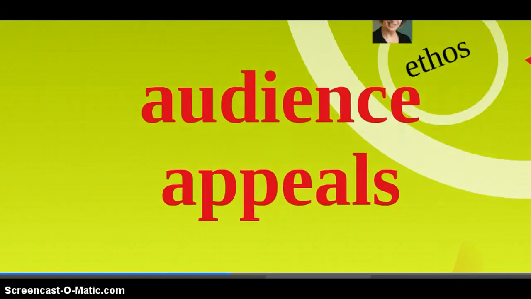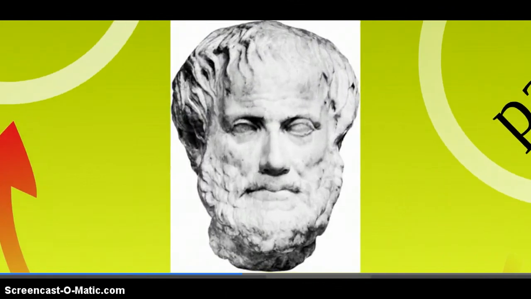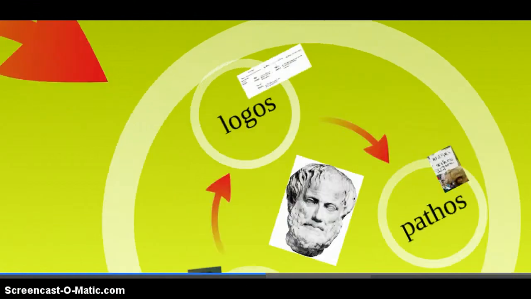Remember that writers use three types of classical appeals developed by Aristotle to persuade their audiences. These include logos, which relates to the purpose of the text, ethos, which relates to the writer of a text, and pathos, which relates to the audience of a text.